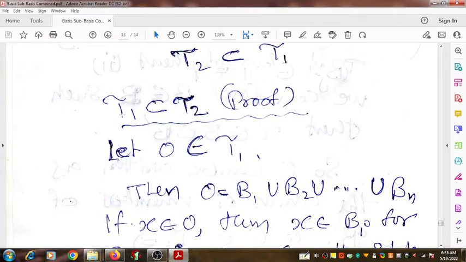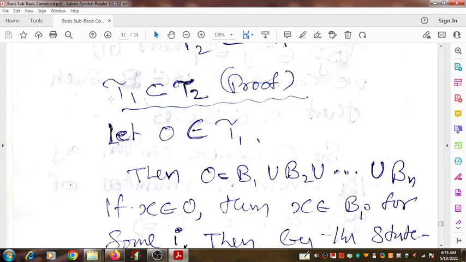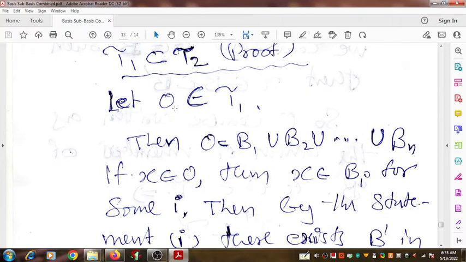So for that, we have to take a member in the first collection. So let O be a member of the first collection. We choose an open set. O is an open set because τ1 is a collection of open sets. So when a member is chosen, let O be a member of the first topology, then it's an open set.